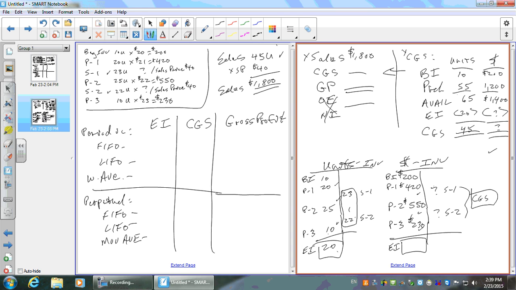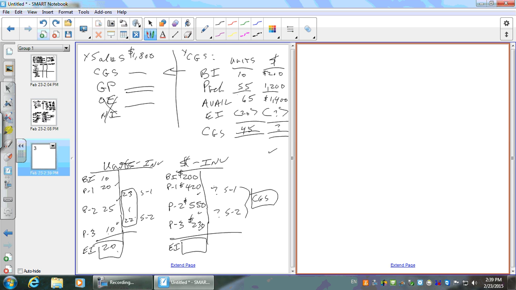So everybody good so far? Happy? What do we do then? Let's do periodic, okay? Start with periodic, because they're easy. Let's do FIFO. How does that work, everybody? Periodic FIFO. We have 20 units left. First in, first out. Which ones did you sell first? The beginning inventory. Then the first purchase. Then the second purchase. Which ones are in ending inventory? The last ones you bought. So I want the 20 last units I bought.